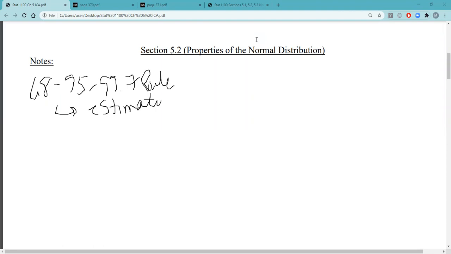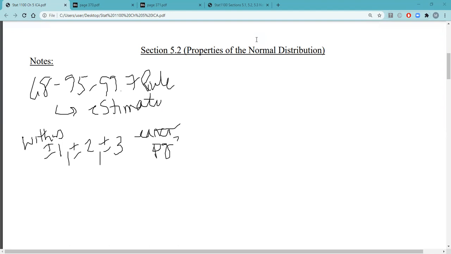If we want to have a better idea of the percentage of data values using values that are within 1 standard deviation, within 2, or within 3. If we want exact, we're going to have to use the table on page 370 and 371. And that will be provided for you during the exam. So let me go ahead and clear this.